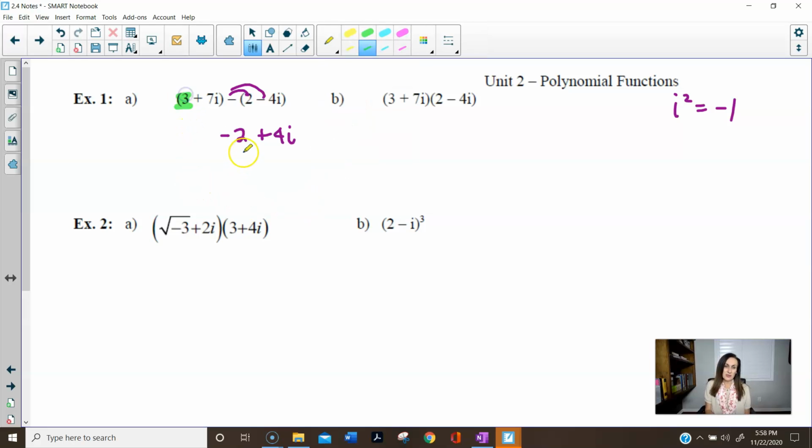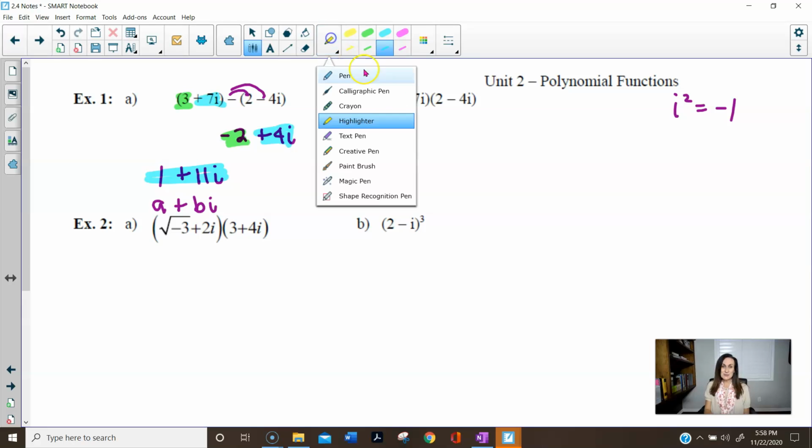So we're going to put the 3 and the -2 together, and then we're going to add the 7i and the plus 4i together. And this is going to be what we call a complex number because we will have a real part and an imaginary part. So 3 plus -2 is 1. That's the real part. 7i plus 4i is plus 11i. And that's the imaginary part. So standard form for complex numbers is a plus bi. Pretty good. So there is my solution.